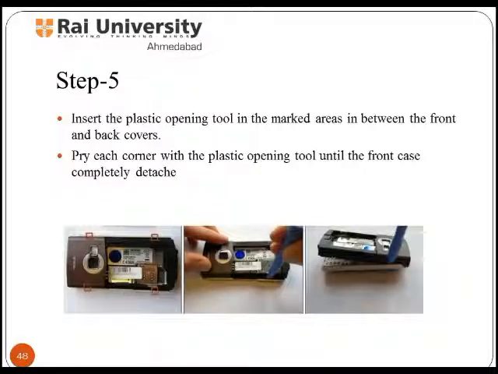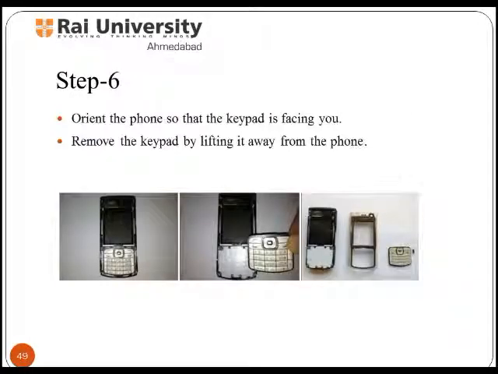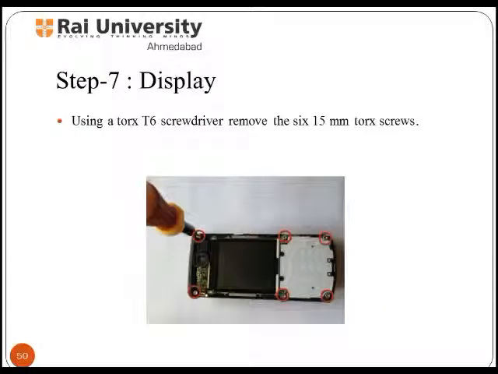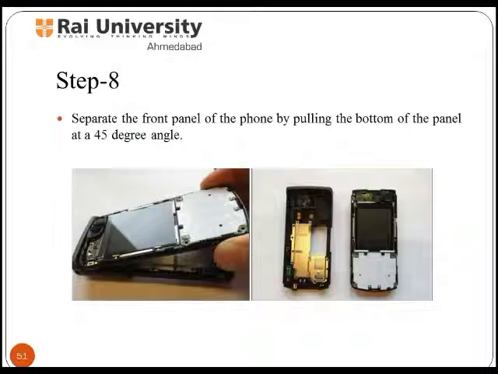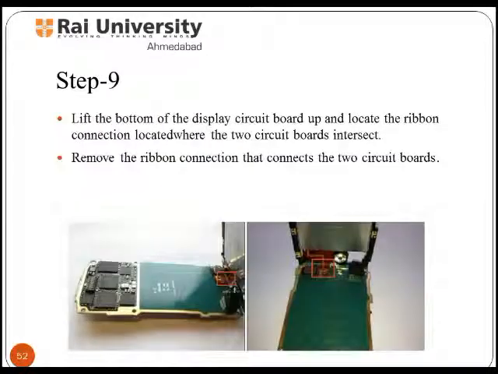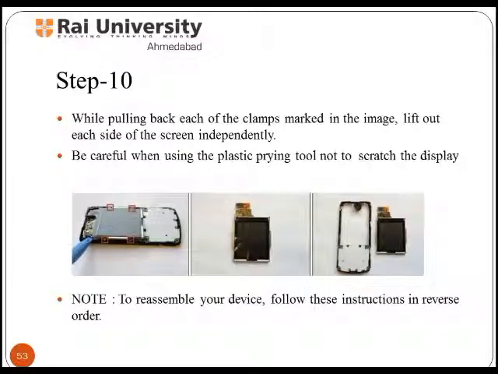Step 5. Insert the plastic opening tool in the marked area in between the front and back cover. Step 6. Remove the keypad by lifting it away from the phone. Step 7. Using a T6 screwdriver, remove the 15 mm Torx screws. Step 8. Separate the front panel of the phone by pulling the bottom of the panel. Step 9. Lift the bottom of the display circuit board and remove the ribbon connection. Step 10, that is the last step.